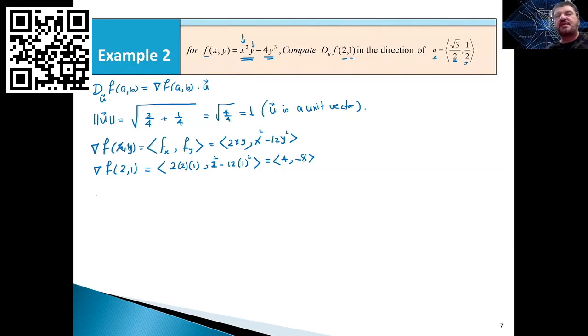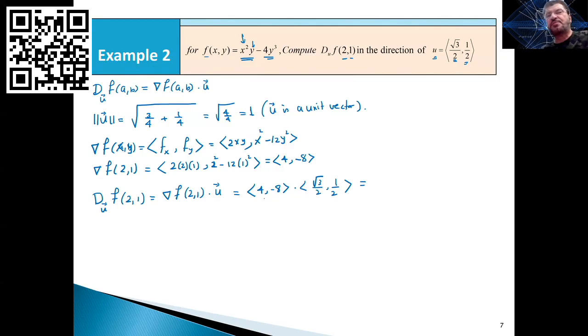Now, what do we say? The directional derivative of the function in the direction of u at the point 2 and 1 is equal to the gradient of f at the point 2 and 1 dot u, the vector u. And the gradient, we found it to be 4 and negative 8. We do dot product with u, which is, I know it's a unit vector, root 3 over 2 and half.